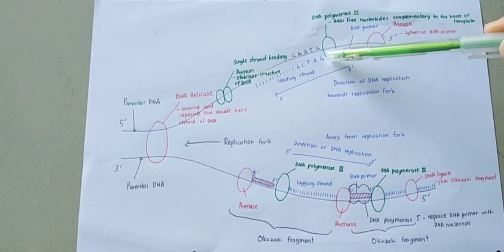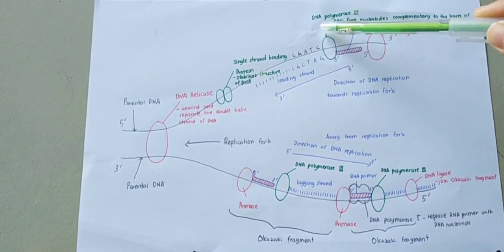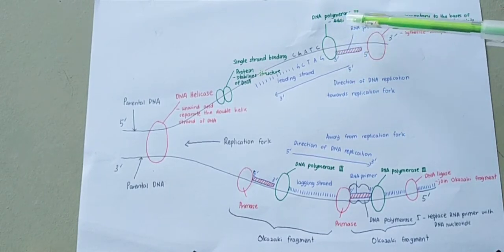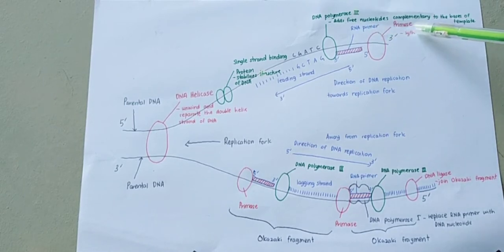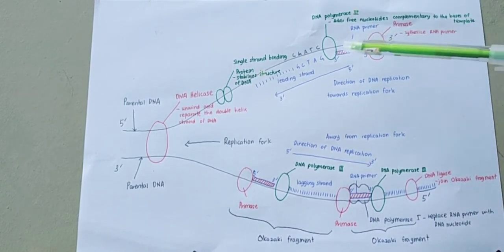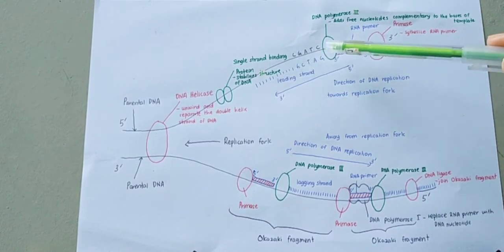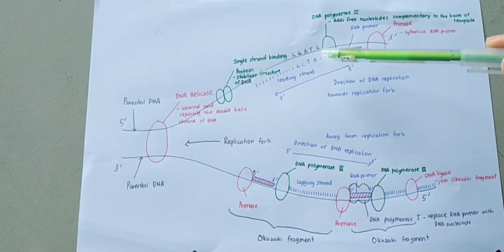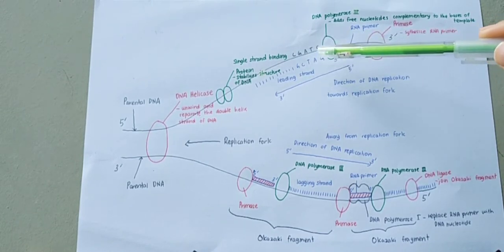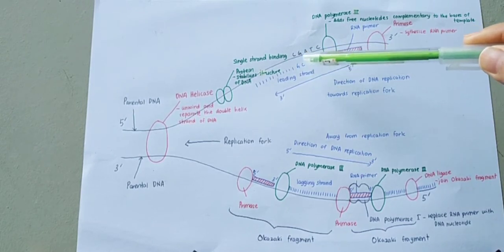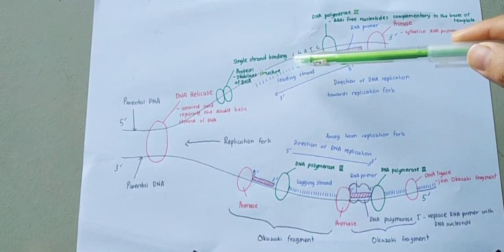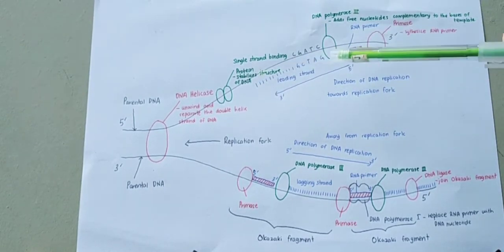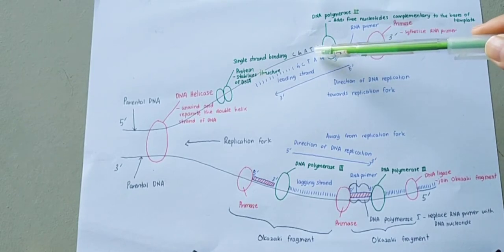So once RNA primer is already synthesized, okay, next will come DNA polymerase 3. So the function of the enzyme DNA polymerase 3, actually it will add free nucleotides which are complementary to the bases of the template. Okay, so let's say the template strand has the bases C, T, A, G, C. So complementary means C must be pairing with G, T must be pairing with A, A must be pairing with T, G will be pairing with C, and C will be pairing with G. So all of this is the new strand of DNA. So the new strand of the DNA must be complementary to the template.